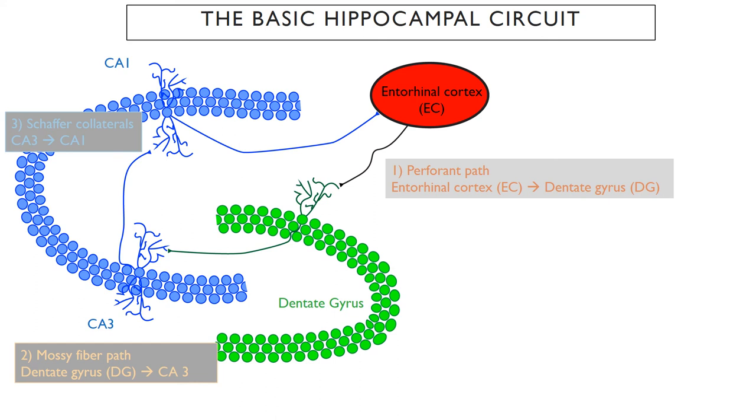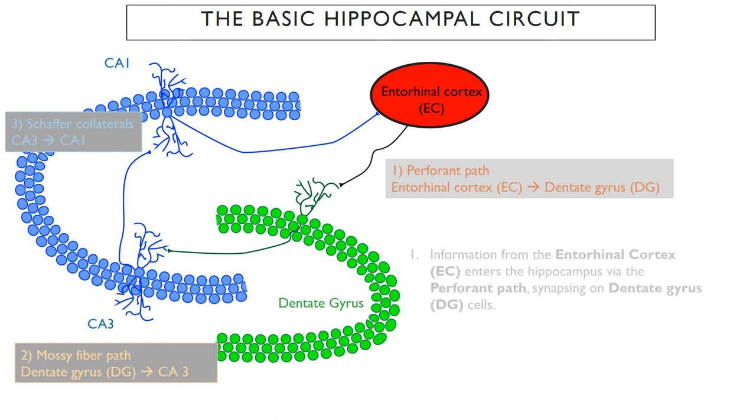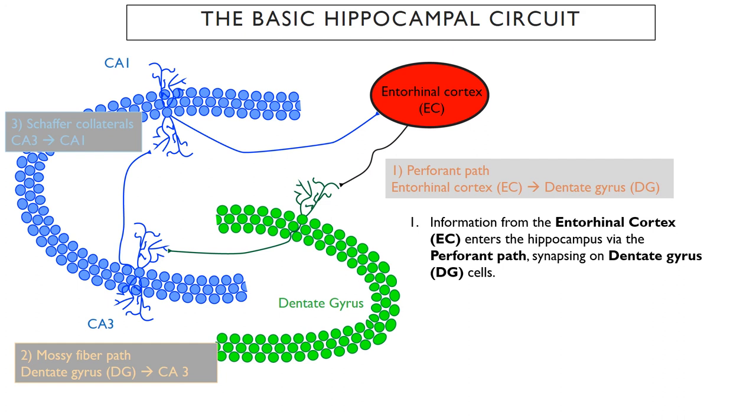So let's walk through the circuit a little bit. The first is that information from the entorhinal cortex enters into the hippocampus via the perforant path. The perforant path is this connection here from the entorhinal cortex to the dentate gyrus, synapsing onto granule cells within the dentate gyrus, or the DG. Those neurons synapse onto CA3 neurons via the mossy fiber path. So that's what this is called. This is the mossy fiber path.